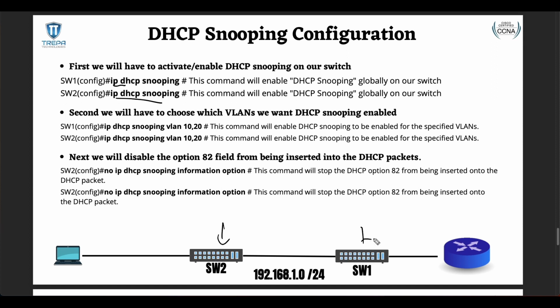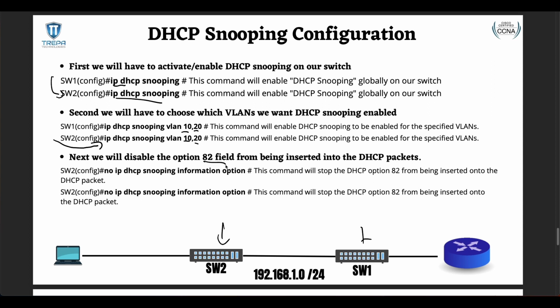And then, since we have multiple broadcast domains with the use of VLANs, we have to enable DHCP snooping on a per VLAN basis. And yes, you first have to enable it globally and then enable it on each VLAN. And then we have something that's optional here, something optional called the option 82 field.